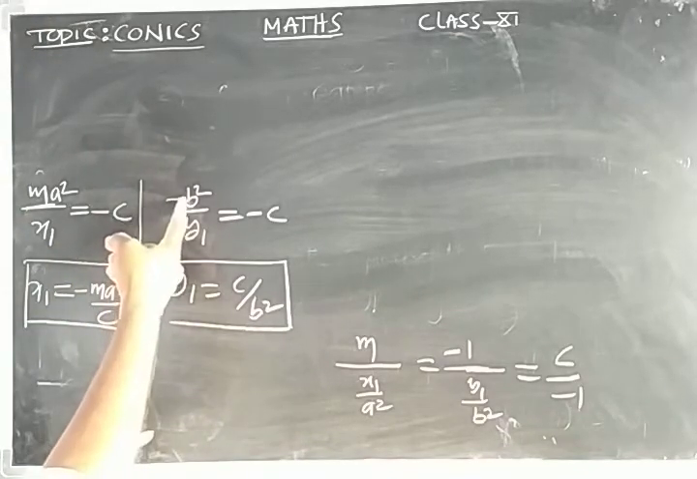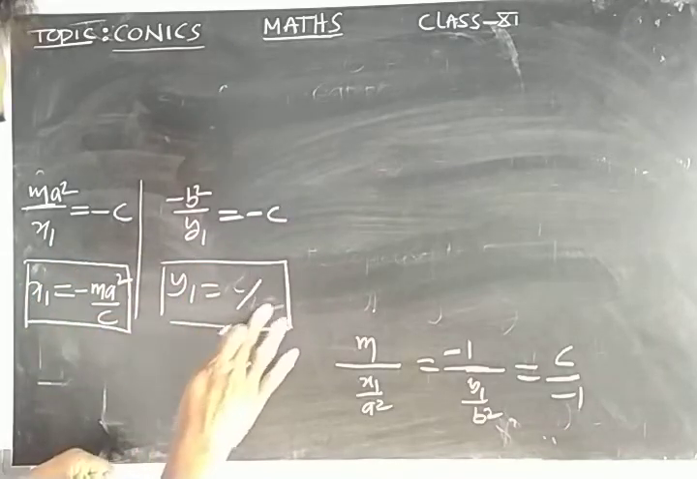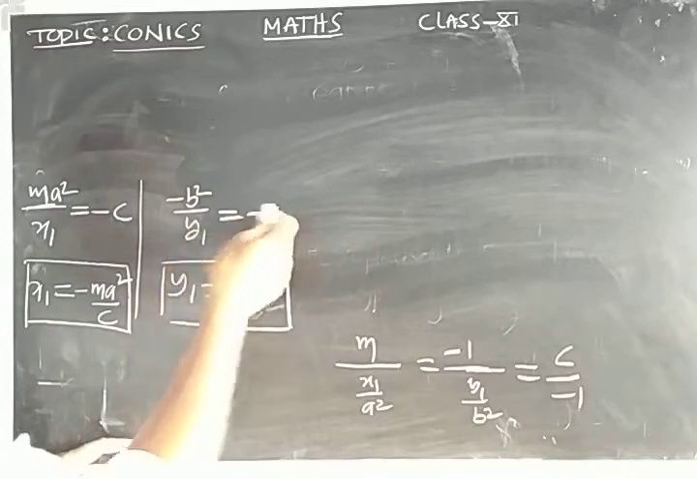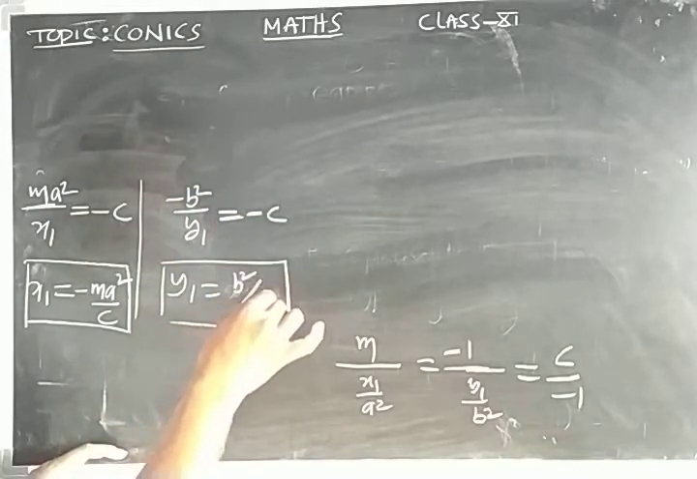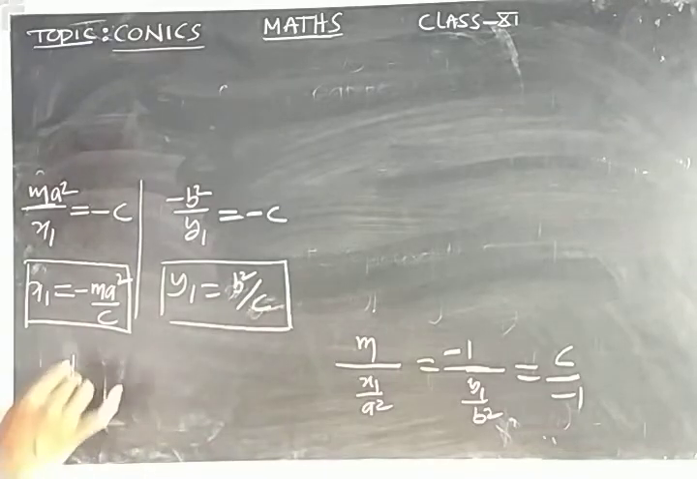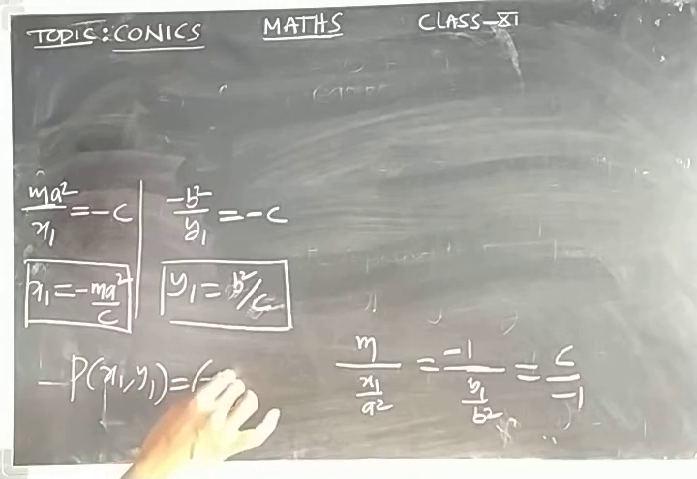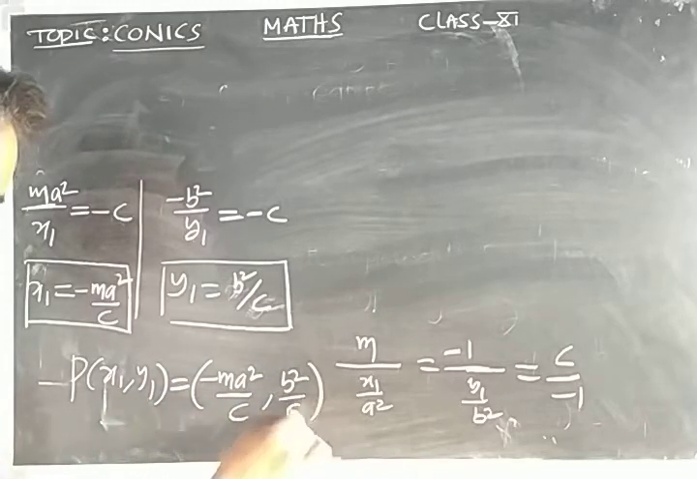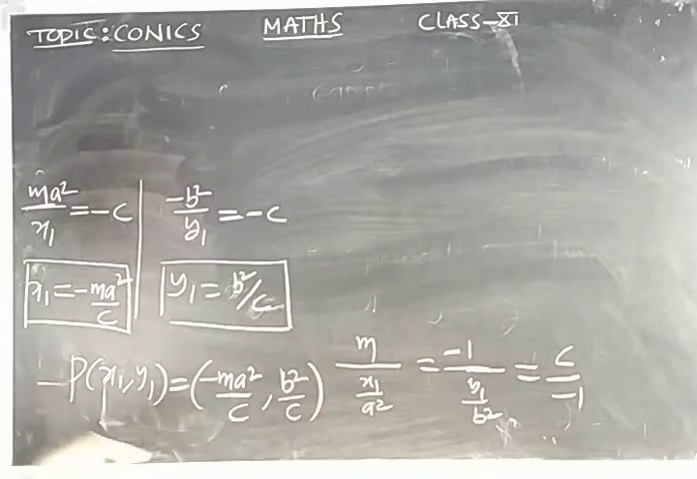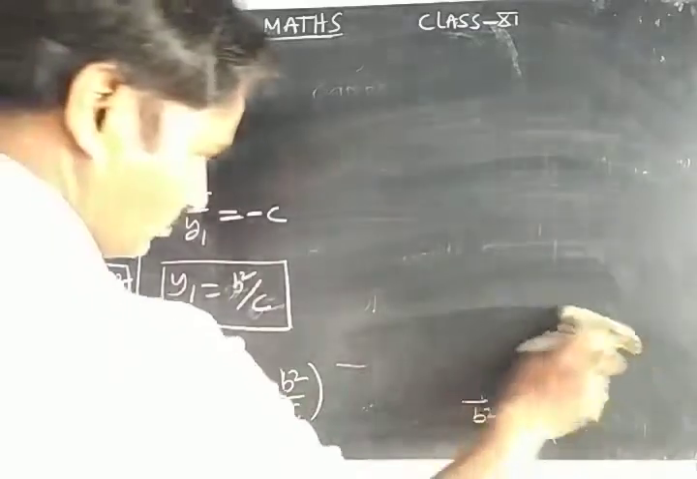No, y1 is b square by c. Sorry, by sending y1 to the right hand side and bringing this c to the left hand side, you will get b square by c. So the point of contact coordinates x1, y1 are minus m a square by c, b square by c. That is the formula to find the point of contact when the tangent and ellipse equation are given.